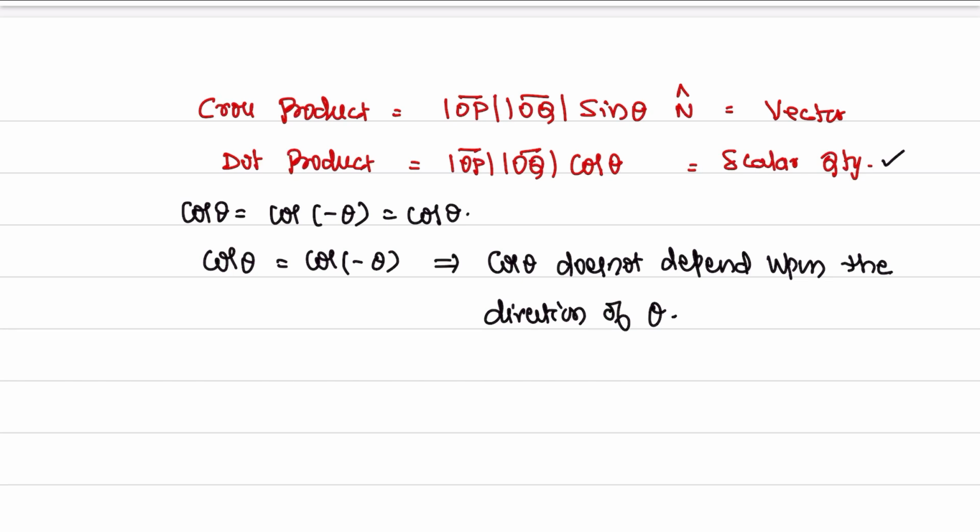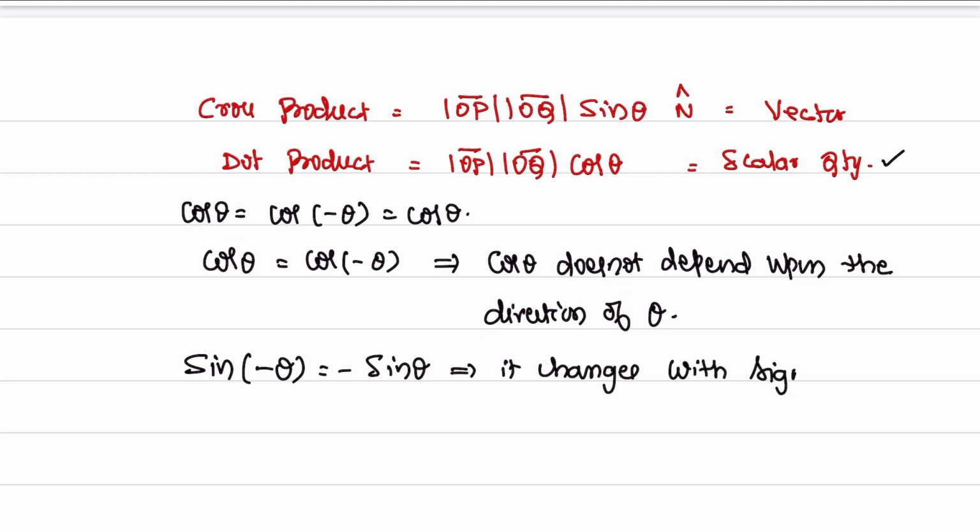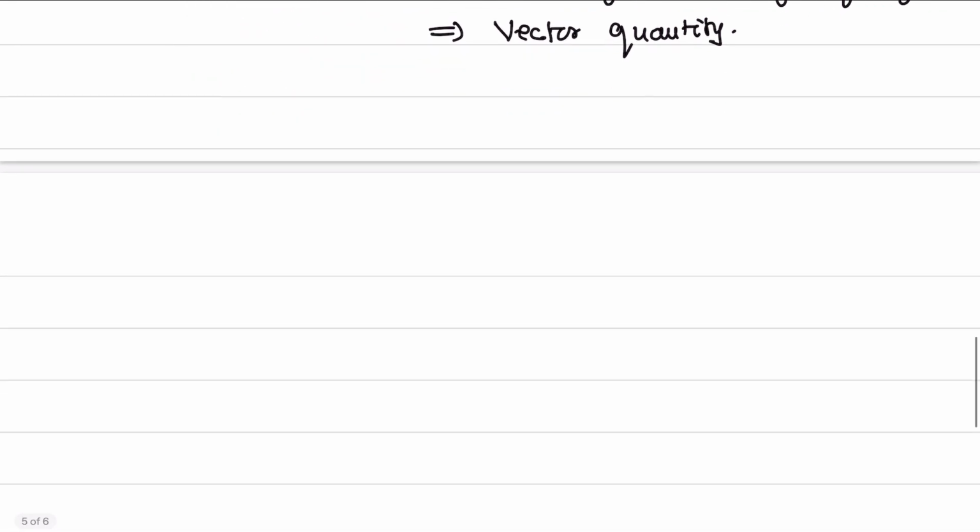If something changes because of the sign of the angle, then that is called a vector. Whereas sin minus theta is equal to minus sin theta. This implies it changes with the sign of the angle. Hence it is a vector quantity. Hence cross product is a vector quantity, dot product is a scalar quantity.